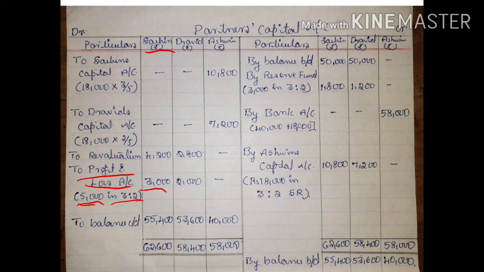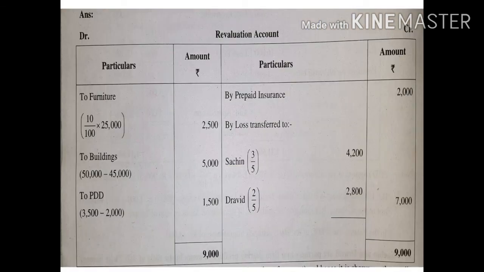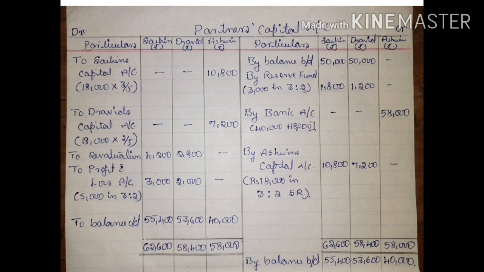So these are the balance sheet items we first have to record in the partners' capital account. And next one, revaluation loss. This loss, 4,200 and 2,800, we have to record in the partners' capital account. To revaluation 4,200 and 2,800. Remember, that is a loss, that's why debit side. If it is revaluation profit, we have to record it on the credit side.